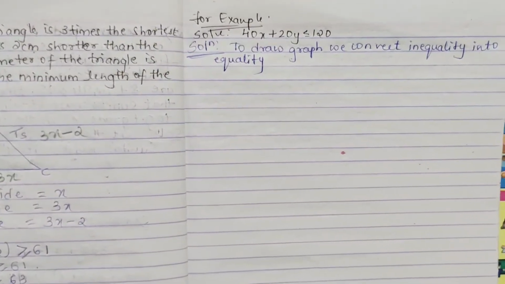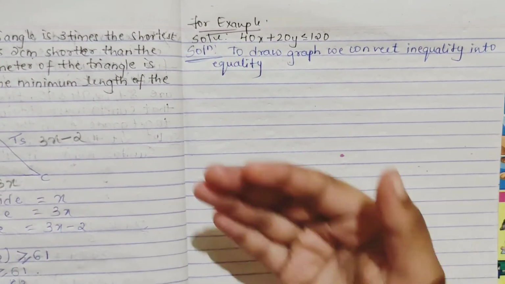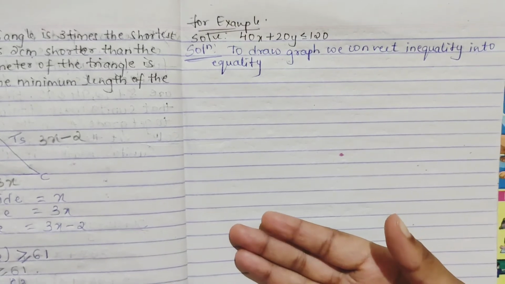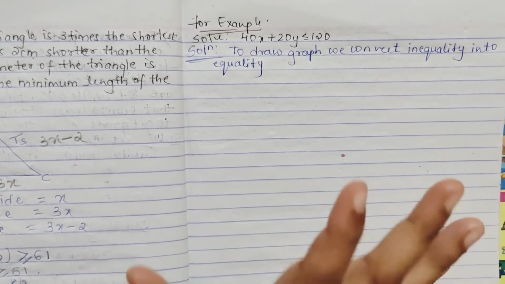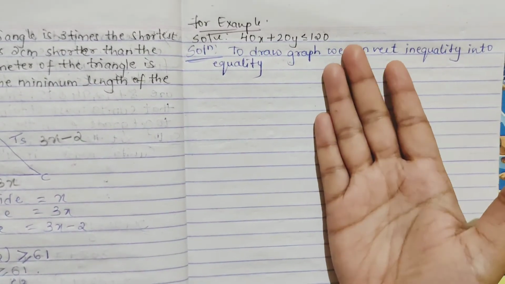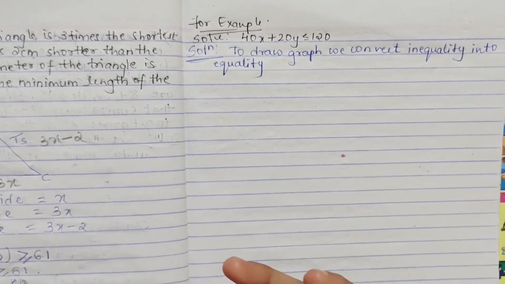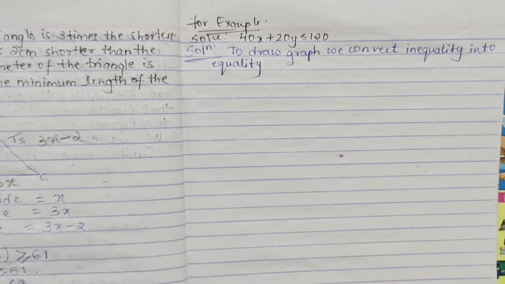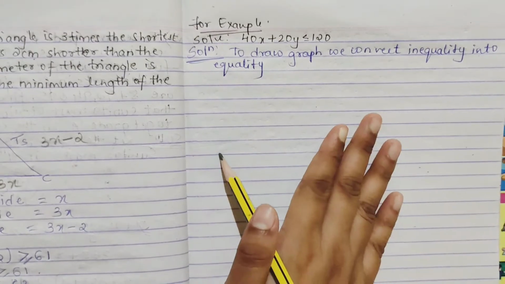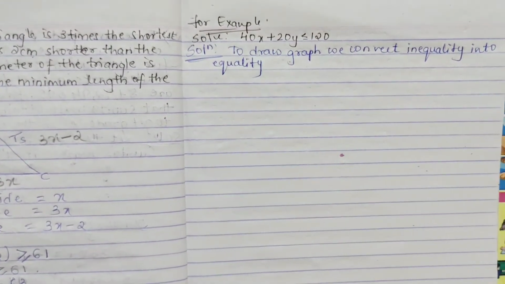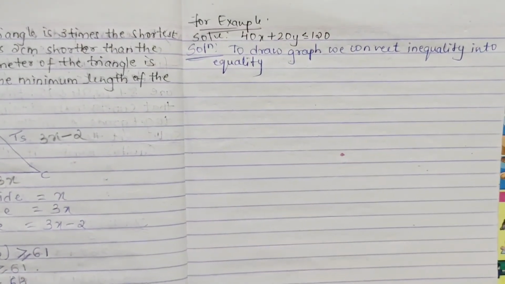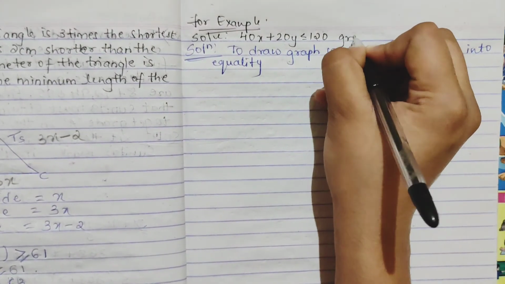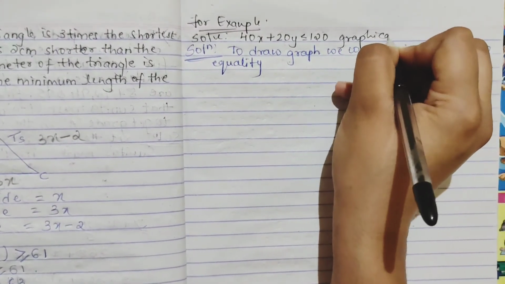For example, I am taking just one example, then we'll proceed to the exercise. This is my method: first I'll show one example, then we proceed to the exercise, so that there is no confusion about how to solve the exercise part. So how will we solve this graphically? They will give you an inequality and mention that you solve it graphically.